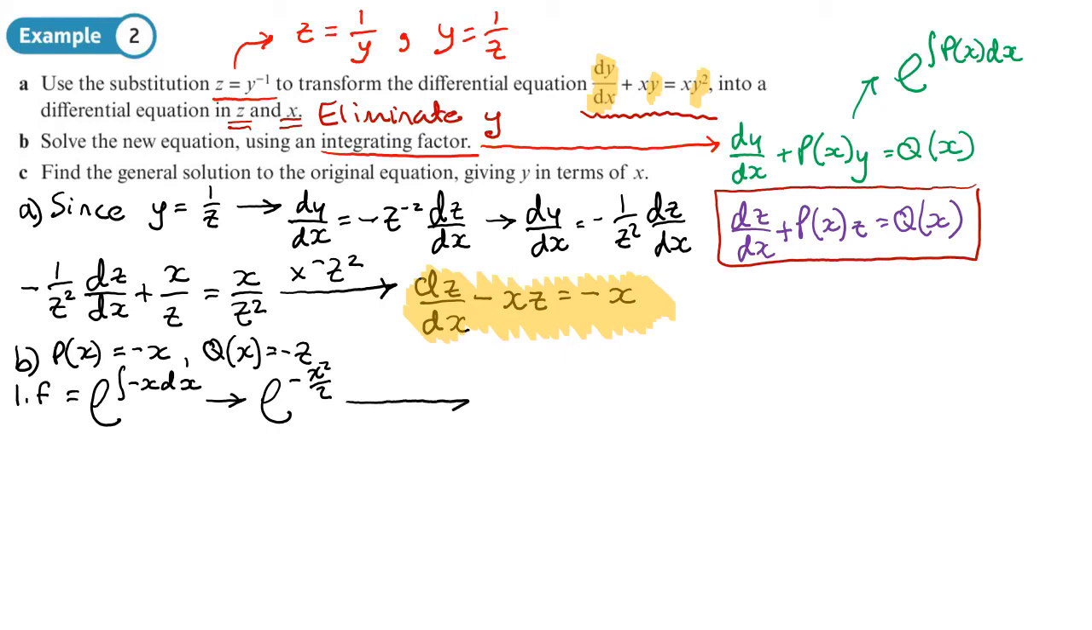So I'm going to multiply all the terms by that integrating factor. So I'll get e to the minus x squared over 2 dz dx minus e to the minus x squared over 2 x z equals minus e to the minus x squared over 2 x.